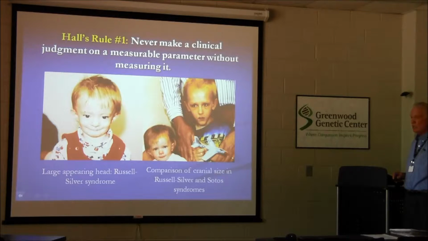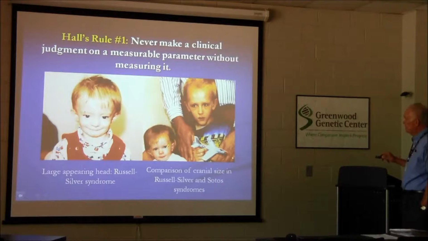The reason it looks large is that the facial structure here, the bone structure, is so reduced that it gives the impression of excessive size. And many of these kids with Russell-Silver syndrome were subjected in the early days to pneumoencephalograms, looking for enlarged ventricles to rule out hydrocephalus.